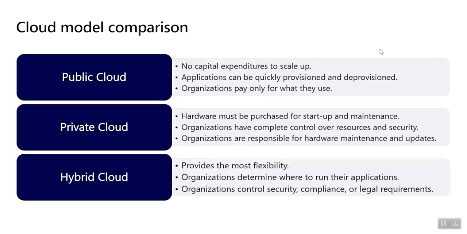So let's take a look at the 3 models again. Public cloud, we talked about that. The organizations pay for only what they use in the cloud. It's available to the public, and there's no capital expenditure needed to scale up resources. The other extreme is private cloud, where the hardware has to be purchased by the organization who is running that cloud. Deep technical skills are required for the maintenance and updates of this private cloud. The organization normally has complete control of the resources and do not let the public access it.